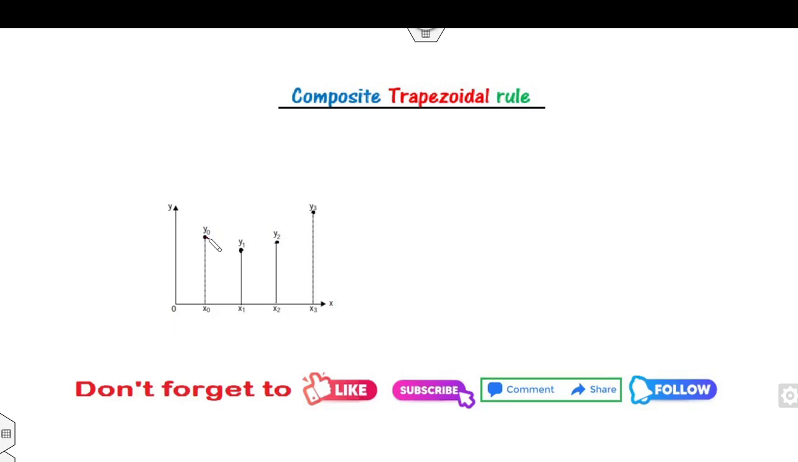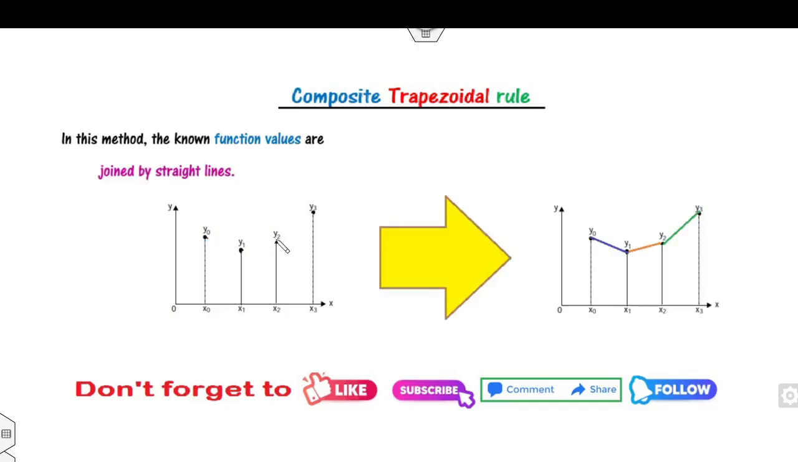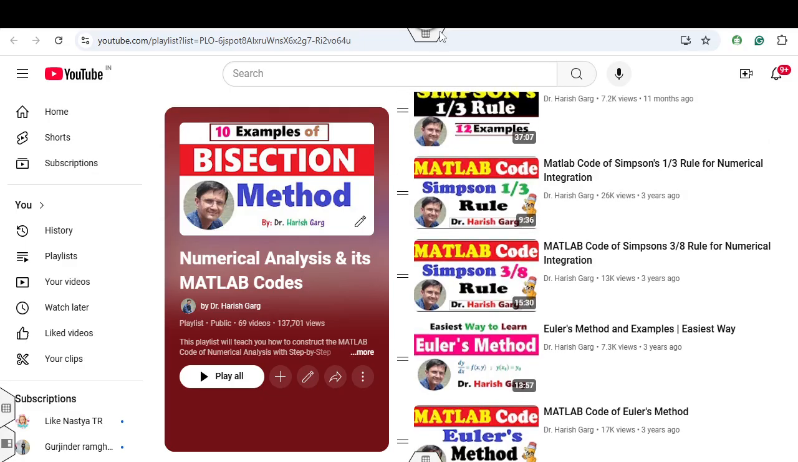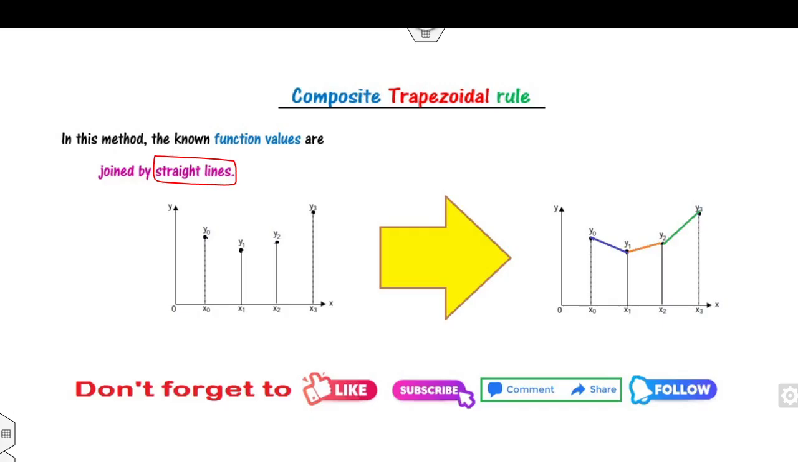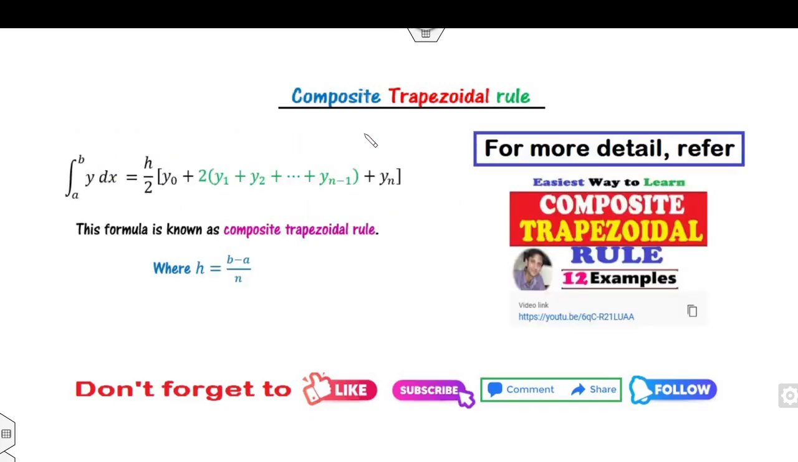That means I can join these points through straight lines. I can join these points y0, y1, y2 by straight lines, and the method is known as the composite trapezoidal rule. The detailed explanation of this is available in the theory lecture named composite trapezoidal rule. Now the formula for how you can integrate from a to b of y dx, for more detail you can watch this lecture with the help of 12 examples.